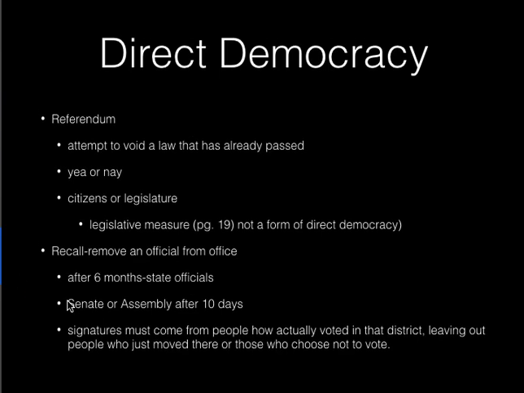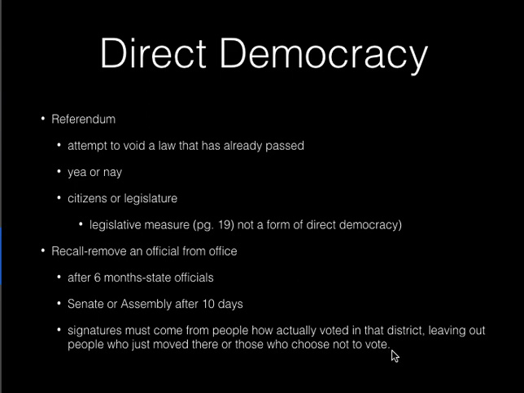A recall is removing an official from office, and depending on whether it's a state official or executive official like the governor, lieutenant governor, secretary of state, they have to be in office 6 months before you can recall them. But for the Senate and Assembly, they only need to be in office 10 days, and that is because they have a very short session period. It's only a couple months in the first part of the first year that they're in office, and so that just makes sense that they should be able to be recalled right away and get someone new into their office.